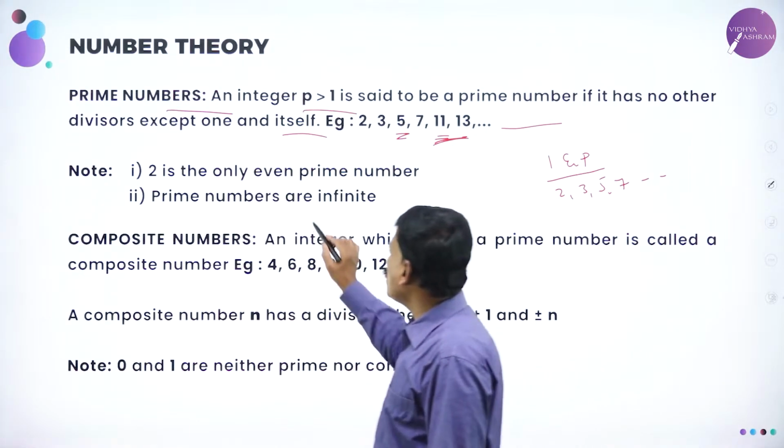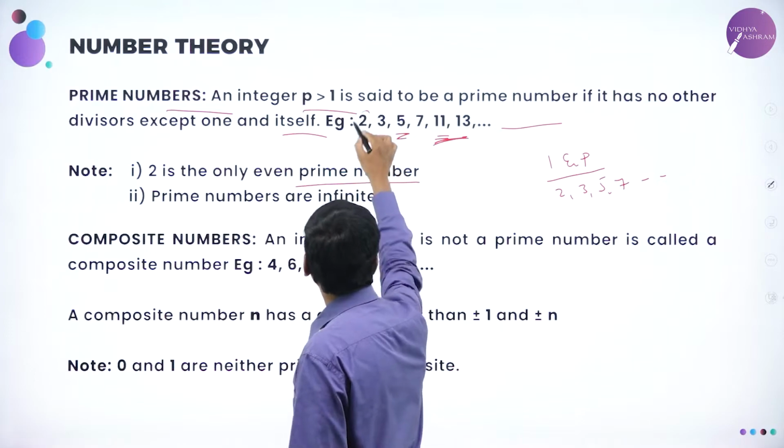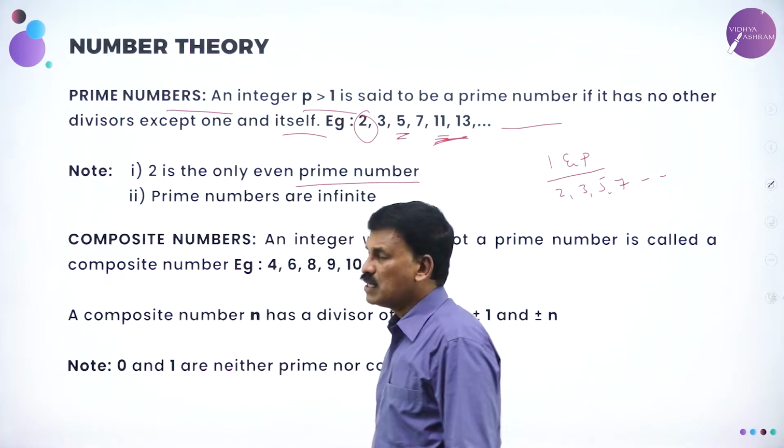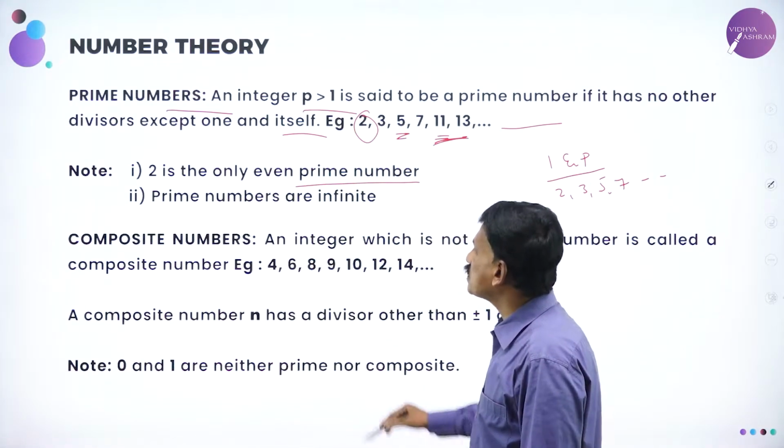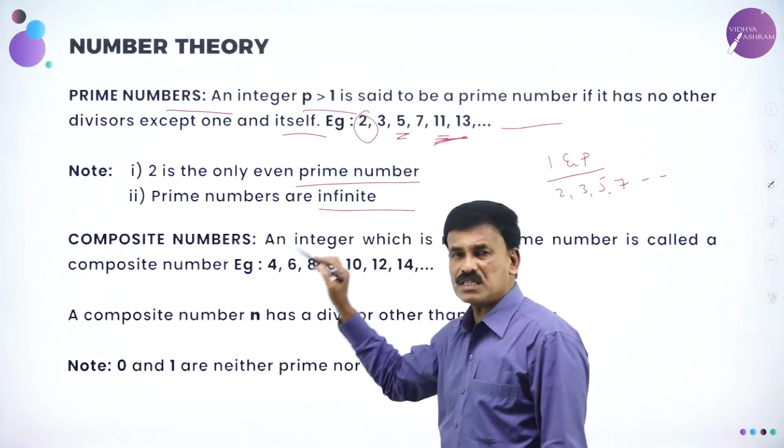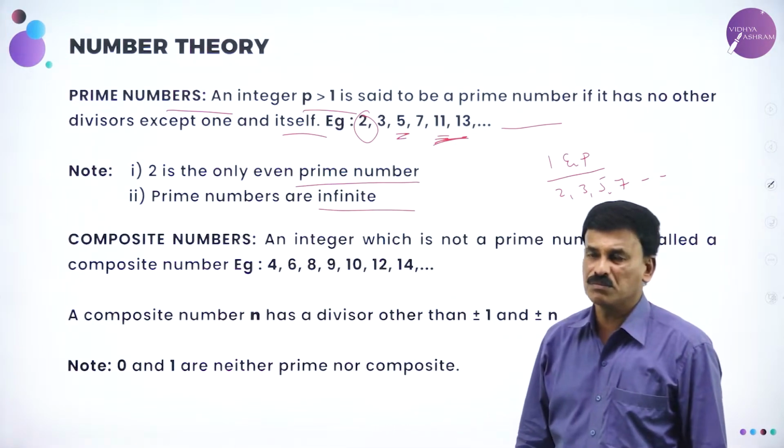Now, 2 is the only even prime number. The remaining primes are all odd prime numbers. The prime numbers are infinite. There are infinitely many prime numbers.